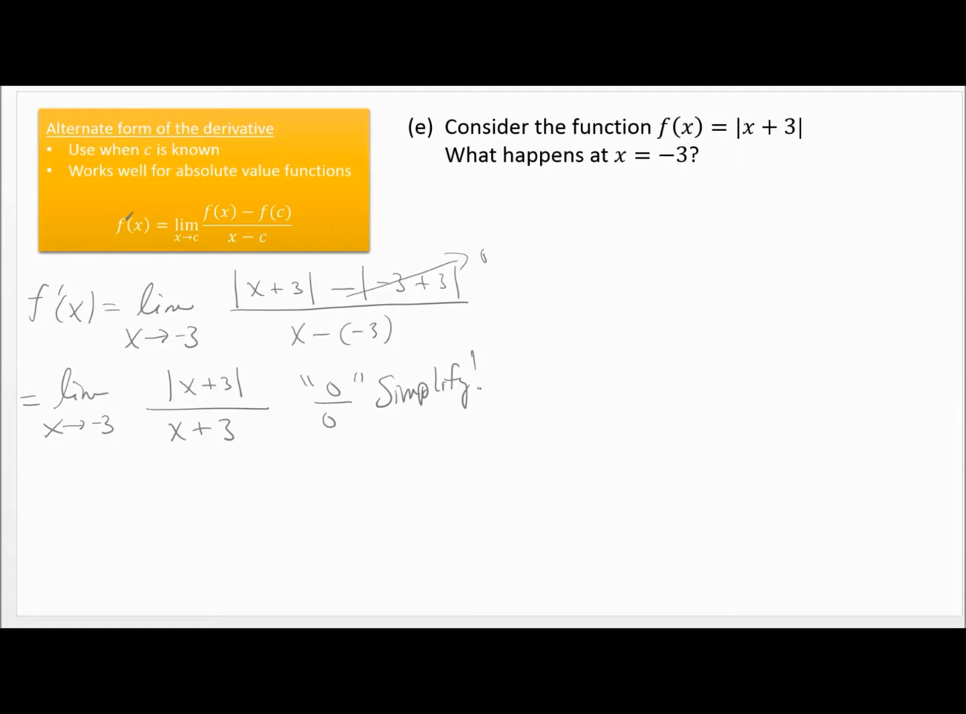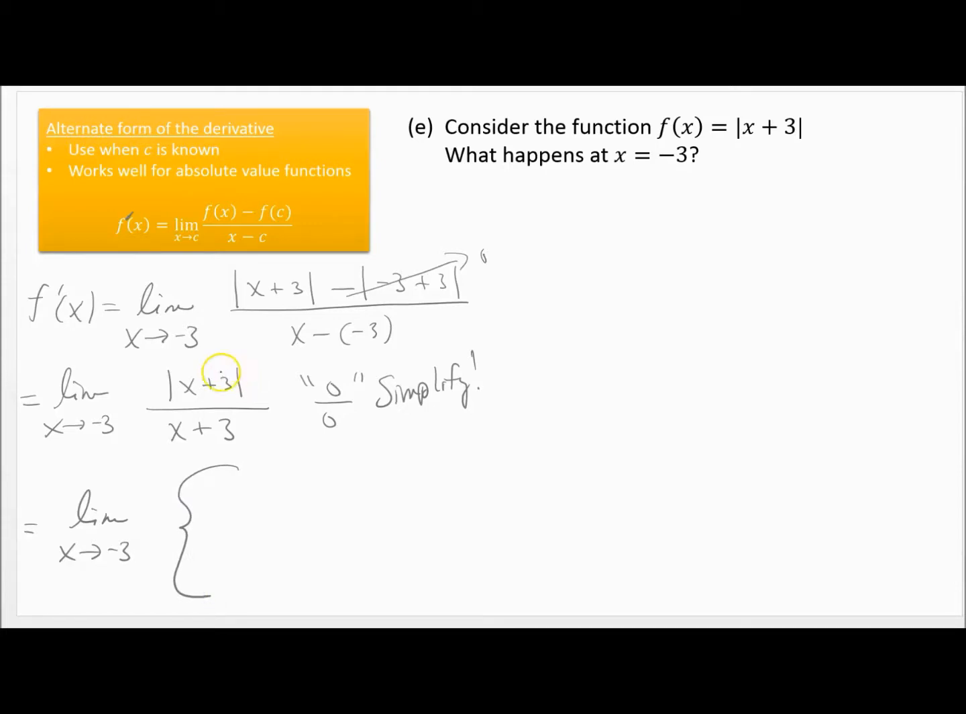Now, do you remember that when you simplify absolute value functions, typically you have to rewrite them as a piecewise function? But that's only if you're taking the limit at that break point where the absolute value is equal to 0, and that is exactly what we're doing. That's why we got 0 over 0. So what happens is this turns into a piecewise function. Now, where are we looking?